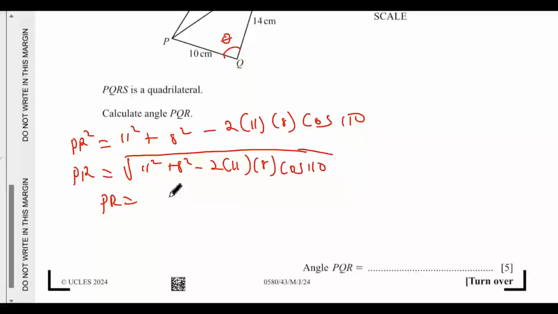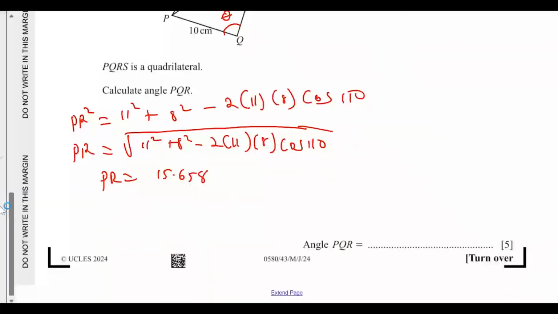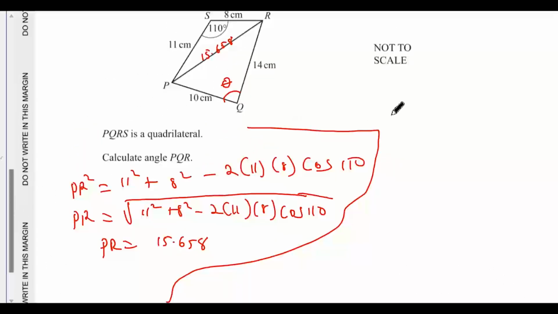So we have 15.658, that's PR. Now we cannot find this angle using the same method, we have to start from PR squared. We are using this triangle, so let's demarcate this. From here I can say PR squared equals 10 squared plus 14 squared, minus 2 times the product of the two, that is 10 and 14, then cos theta.